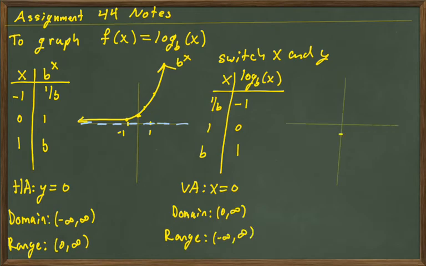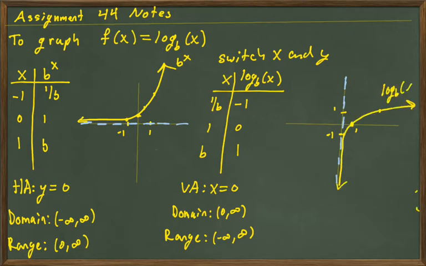We'll go ahead and try to plot those points. So we have 1 over b and -1. And then we have 1 and 0. And then we have b and 1. And so there's the graph of our logarithmic function.